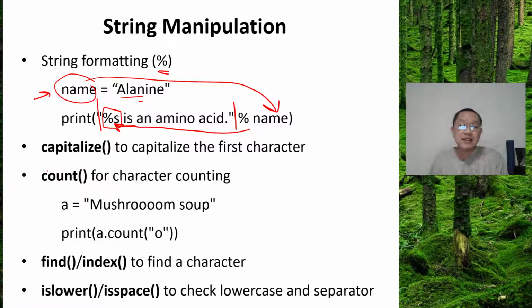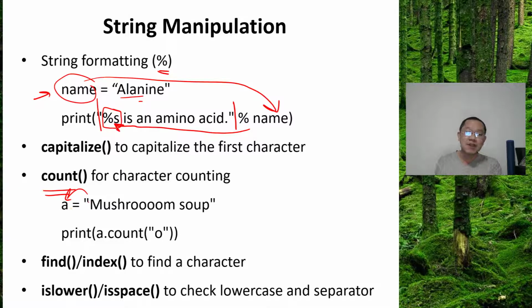Next, capitalize. This function is useful if you want to format your string by just capitalizing the first character. Let's say at the beginning of the sentence, you want the first letter at the start of the sentence to be a capital letter. You can use this function. To count the number of characters, we will use the count function, and we can specify which character or which strings we want to count from a given string assigned in a particular variable.